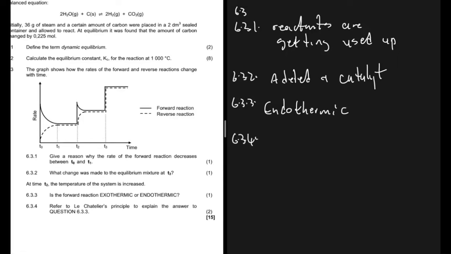And then 6.3.4 says, refer to Le Chatelier's principle to explain the answer to 6.3.3. That's what we just explained. The forward reaction is favored, and an increase in temperature only favors an endothermic reaction.